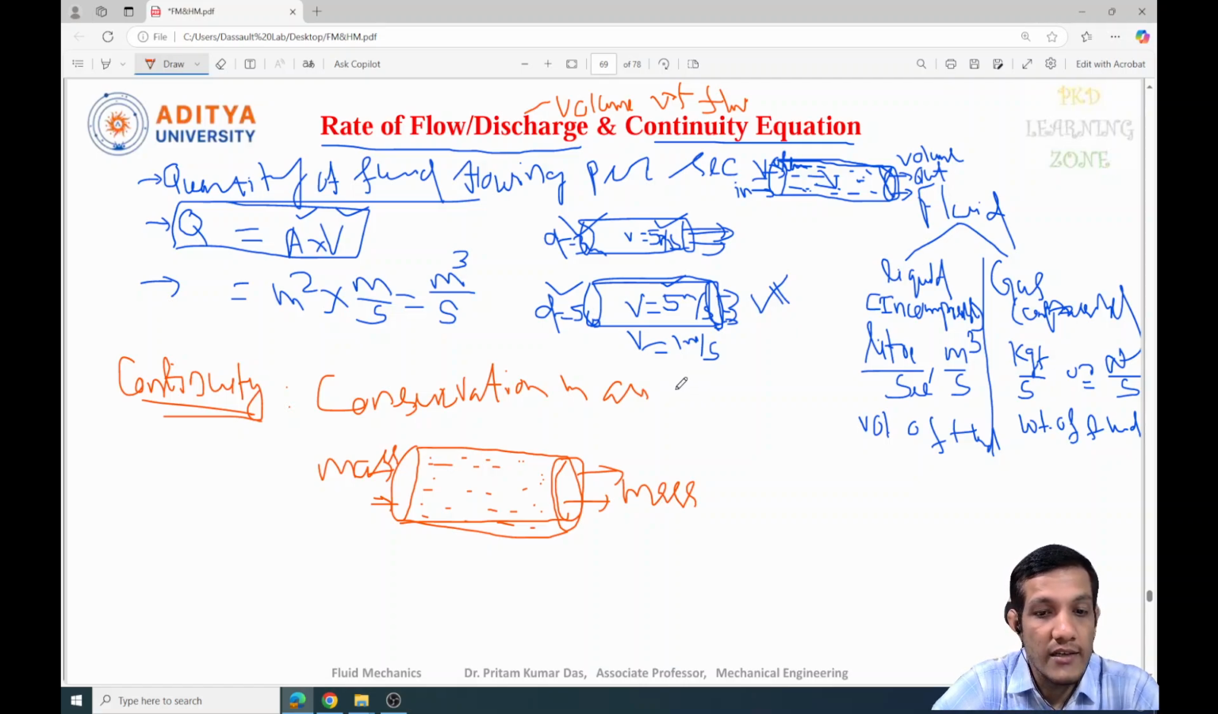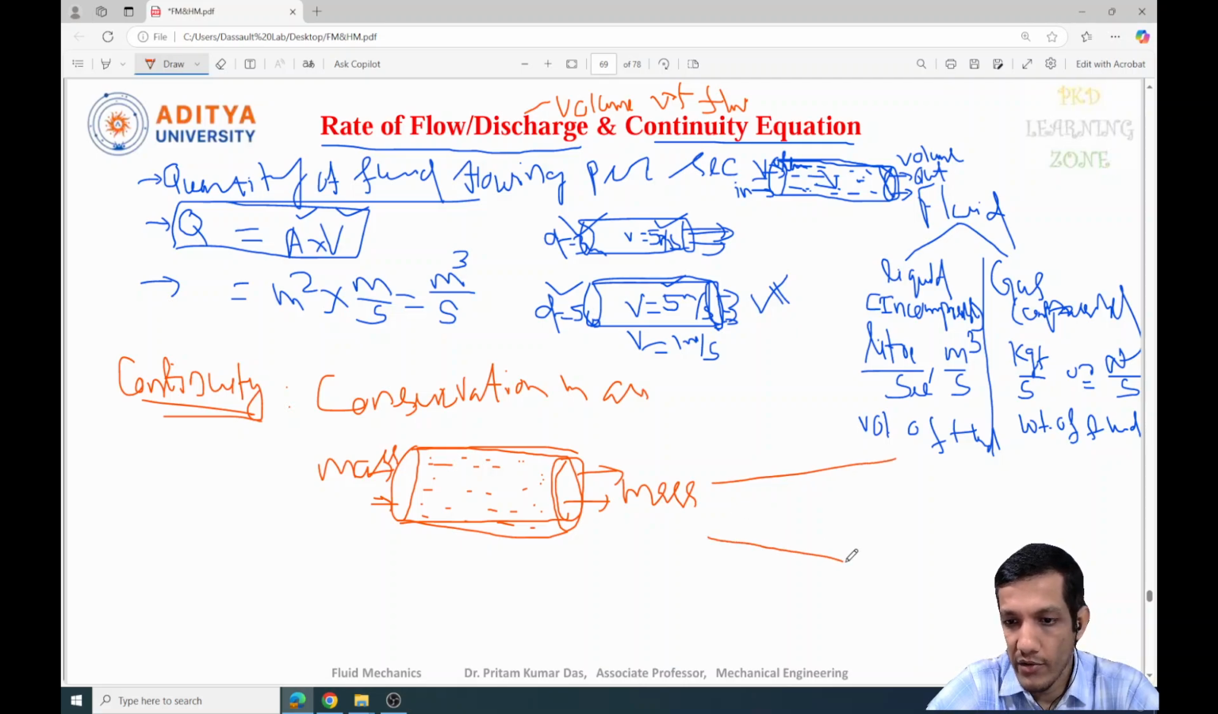For a fluid which is flowing through a pipe, across all cross sections the quantity of flow per second will be constant. That means the mass of fluid flowing across the cross section will be the same everywhere. One more example, one more diagram I will draw for this continuity equation. Let's consider a pipe of a diverging type. Suppose this kind of pipe is there.